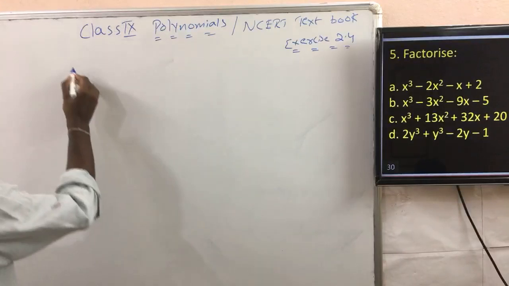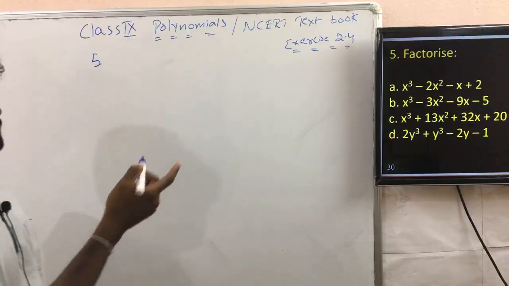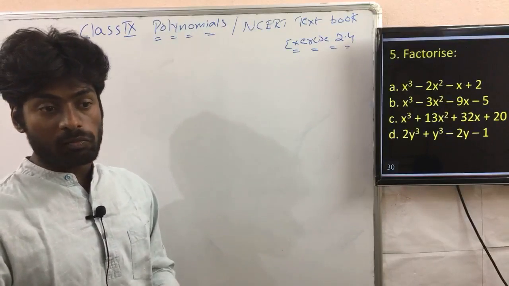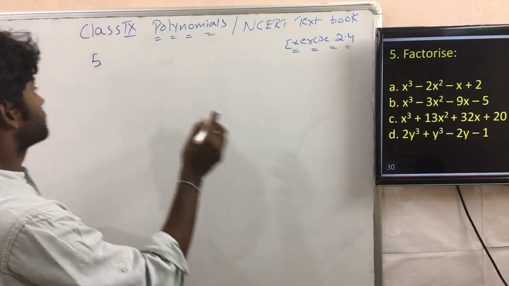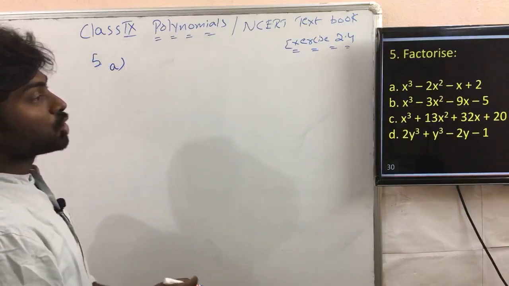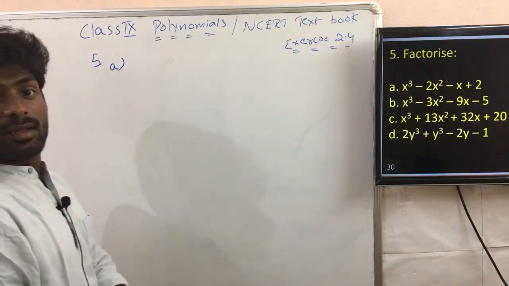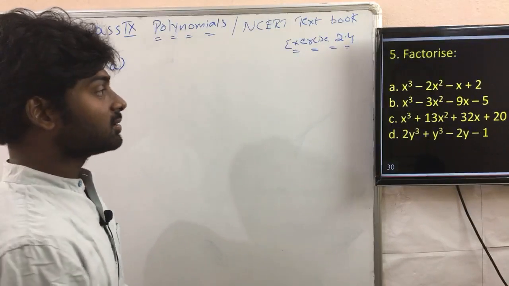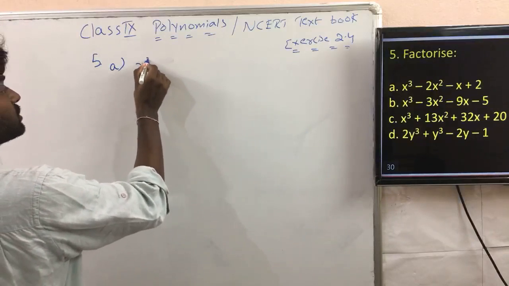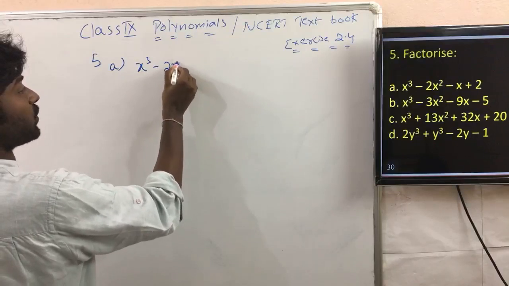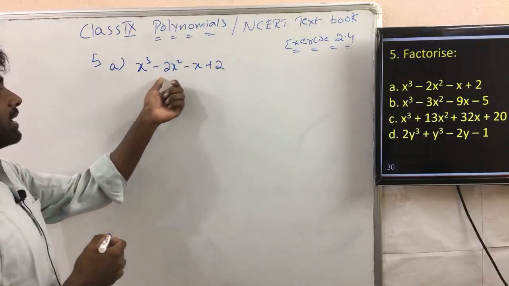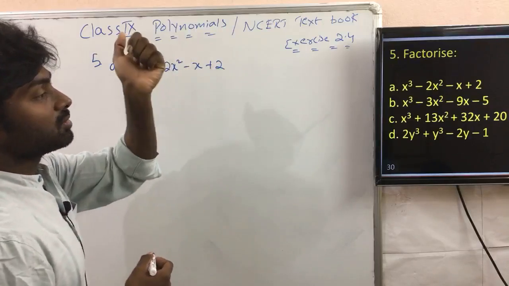Okay, so fifth main, exercise 2.4, fifth main, first sum. He is asking to factorize the cubic polynomials now. Already we have done the quadratic polynomials. Now we are dealing with factorization of cubic polynomials. The first sum is x cube minus 2x square minus x plus 2. x cube minus 2x square minus x plus 2.